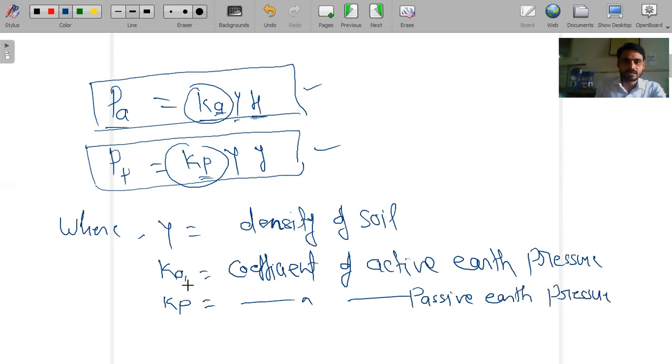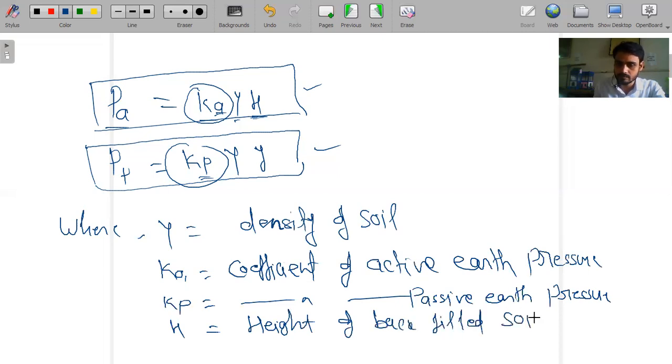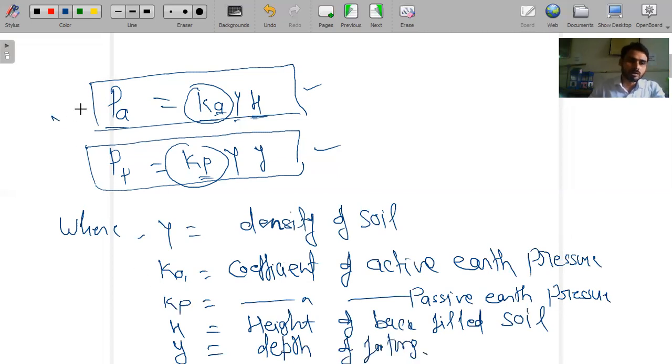Right? And here H is height of backfilled soil and Y is depth of footing. So these are the very important parameters and formulas that we have to remember.